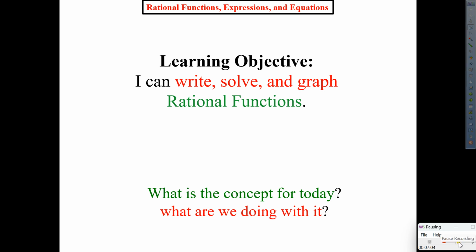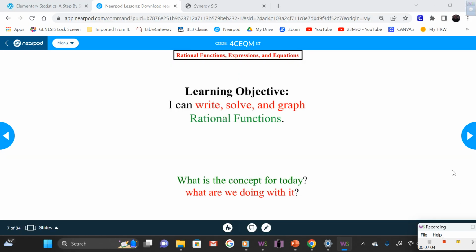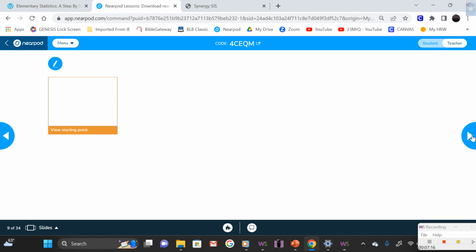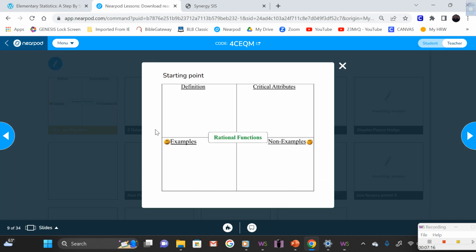Go. Here we go. Our objective for today: I can write, solve, and graph rational functions. By now, we should know what rational functions are, yes? Yes, Mr. Q. All right, without your notes, type me a definition, 1 example, 1 non-example, and 1 hashtag. And go. You have 1 minute.